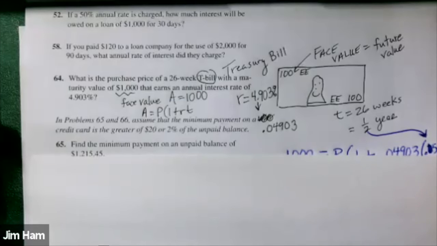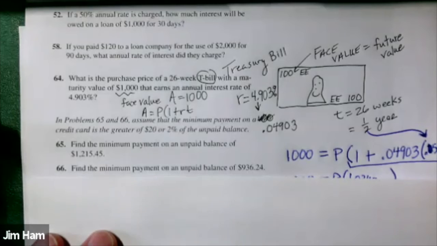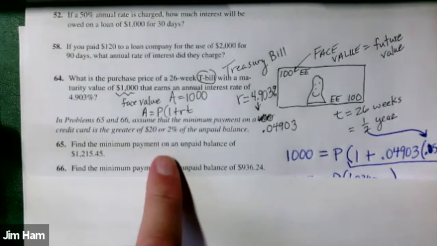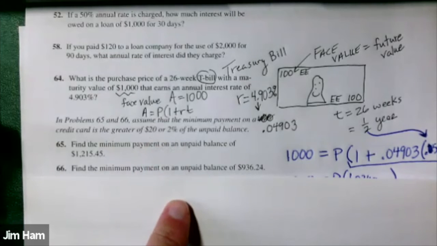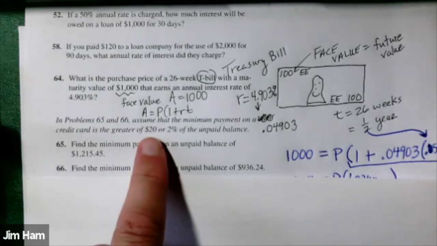Okay. In this next grouping, 65 and 66, when you have a credit card and you maintain a balance, they require a minimum payment. They determine the minimum payment based on two things. You either have to pay a fixed amount, like $35, or a certain percentage of the total amount that you owe. So this problem asks, what's the minimum amount you're going to have to pay based on the criteria they've established?